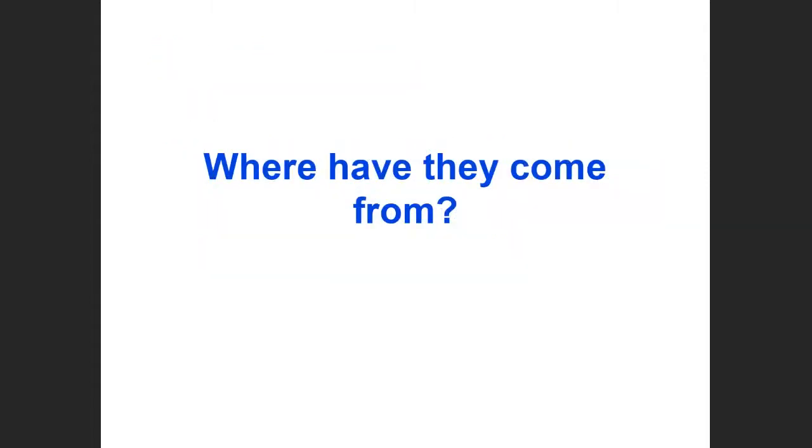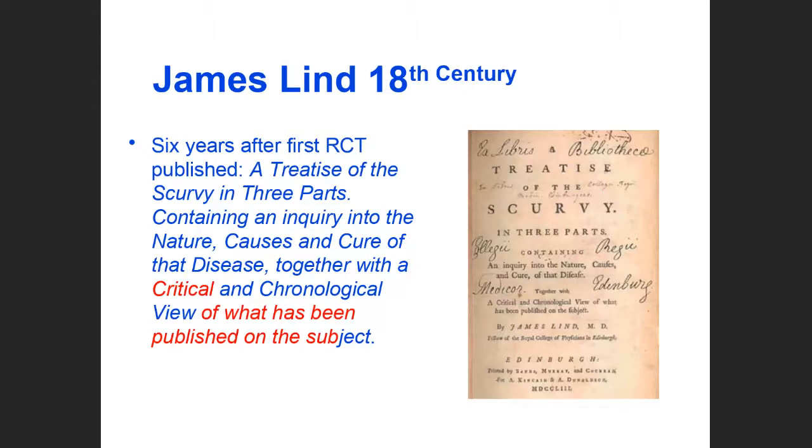So where have systematic reviews come from? Well, the origin of those is nearly as ancient as randomized controlled trials. So in the 18th century, the first randomized controlled trial looked at whether giving people different substances, like, for example, lime juice, helped in the prevention of scurvy. And 6 years after conducting that first randomized controlled trial, the same author, James Lind, who's now commemorated by an electronic library, where you can view, for example, his original work, came up with a critical and chronological view of what has been published on the subject. So the first systematic review was only 6 years after the first randomized controlled trial.